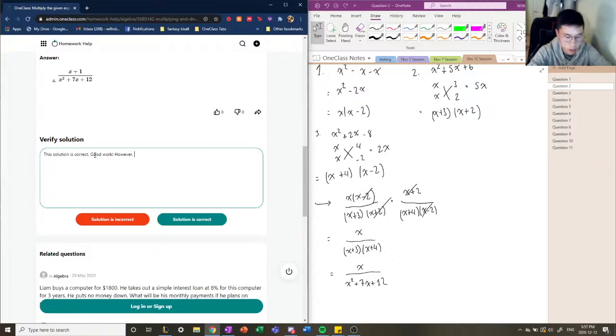However, the expression of the first term should be x squared minus x minus 1.